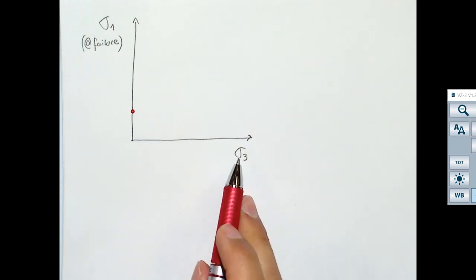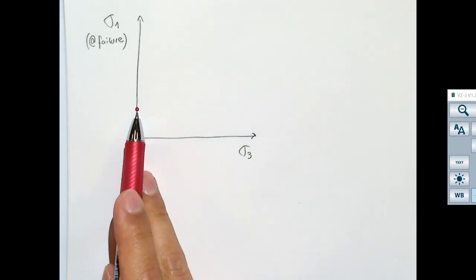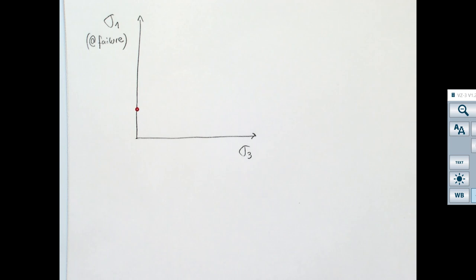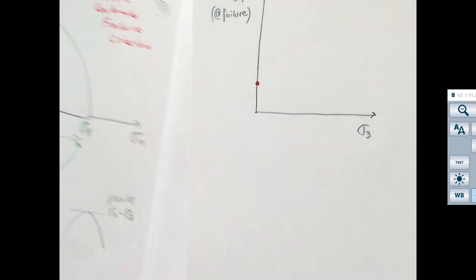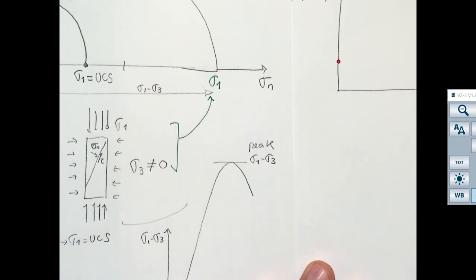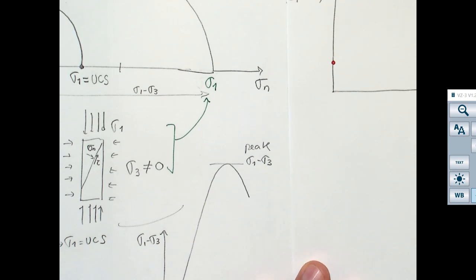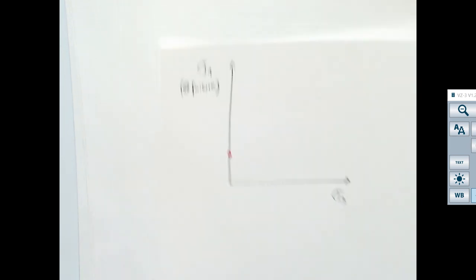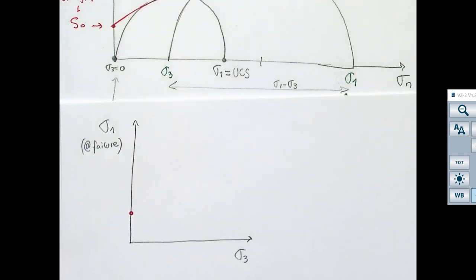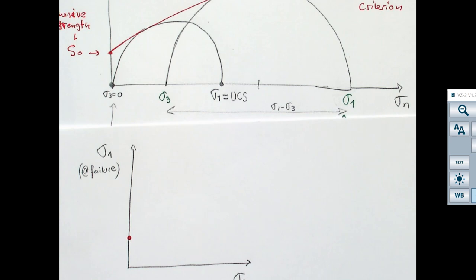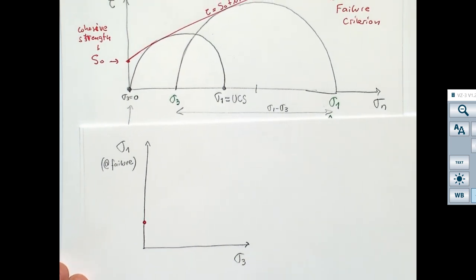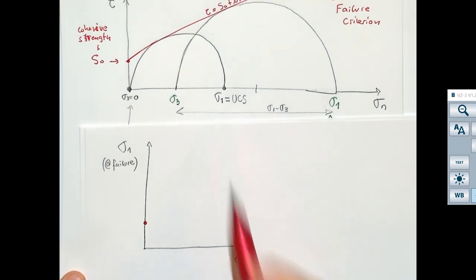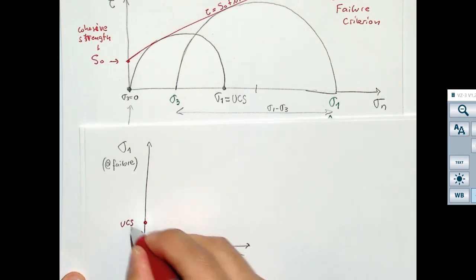Sigma 3 is equal to 0. What is going to be the value of that point? The maximum stress. How do we call that? Let me give you a hint. UCS. Unconfined compression strength. Whenever the confinement is 0, the maximum stress that a rock can take is going to be the UCS.